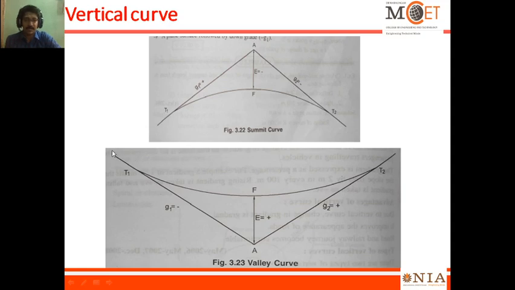Similarly for the valley curve, when the straight drops down and then increases, here G1 is minus and G2 is plus, right? Obviously, you remember the apex distance from the center of the curve, but this is also virtual only; we couldn't mark it on the ground. In the calculation only we can draw and see. So these are the two types adopted in vertical curves.